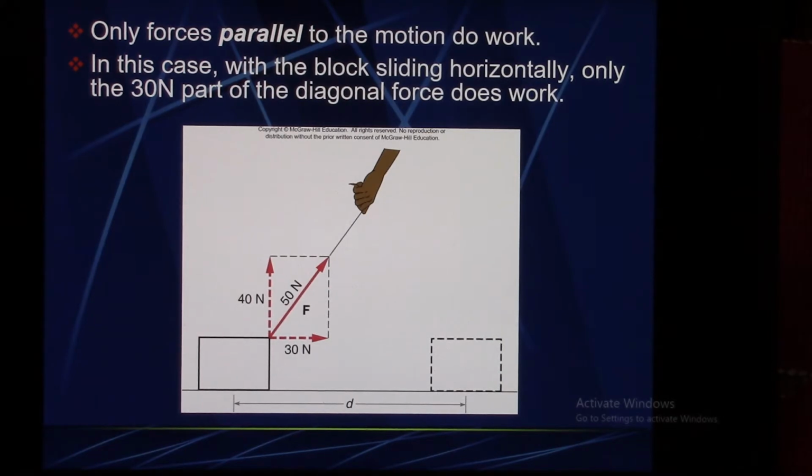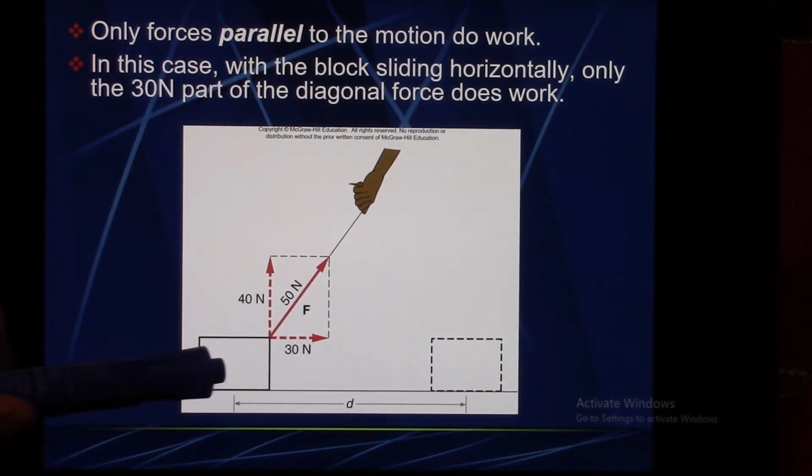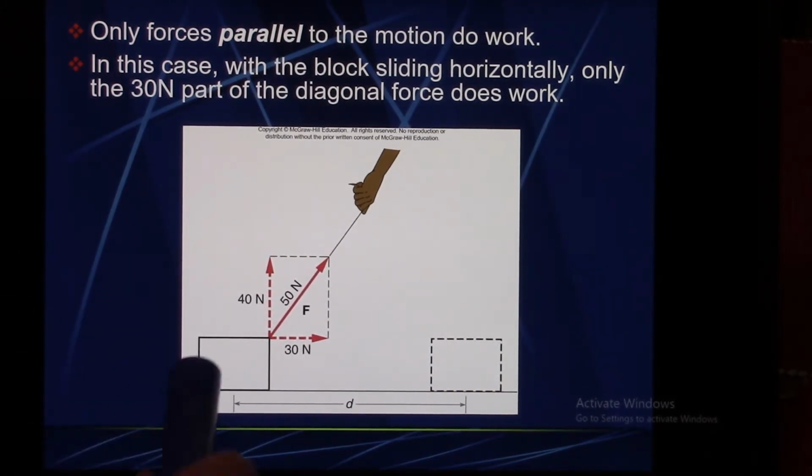We've only been on this planet a limited time. There were lots of animals that were here before us, right? So we've evolved, right? Okay, so here, the only part that's contributing to work is the 30 newtons that's moved this box from this position to this position, okay?